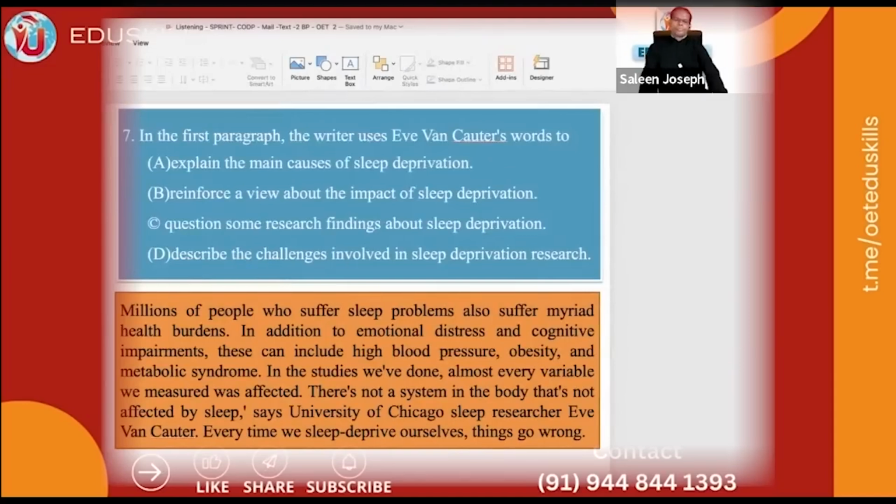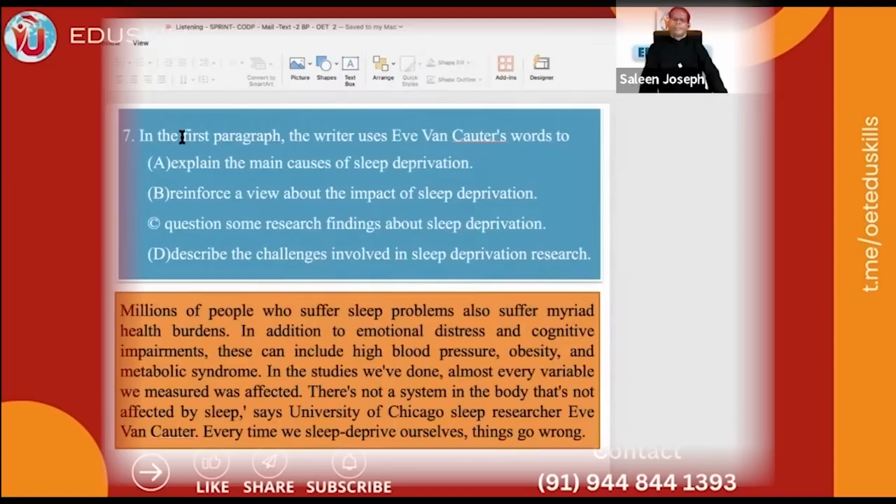Question number 7. In the first paragraph, the writer uses Ivan Carter's words to: option A, explain the main causes of sleep deprivation. Option B, reinforce a view about the impact of sleep deprivation. Option C, question some research findings about sleep deprivation. Option D, describe the challenges involved in sleep deprivation research.